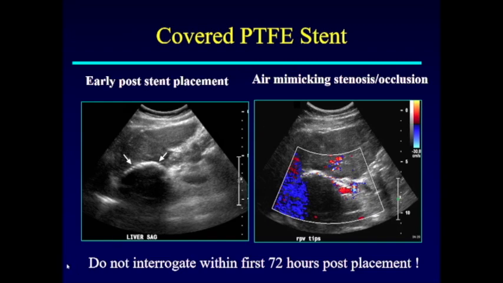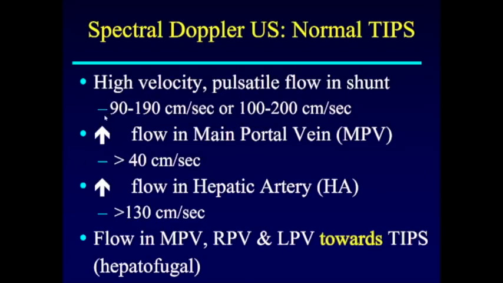So the recommendation is do not interrogate these PTFE-covered shunts or stents within the first 72 hours of placement if you're not aware of this artifact. If you are aware of it, you can say, well, we can do it, but it's going to be useless because I can't really tell you much about it. So what's the normal Doppler appearance of normal TIPS?